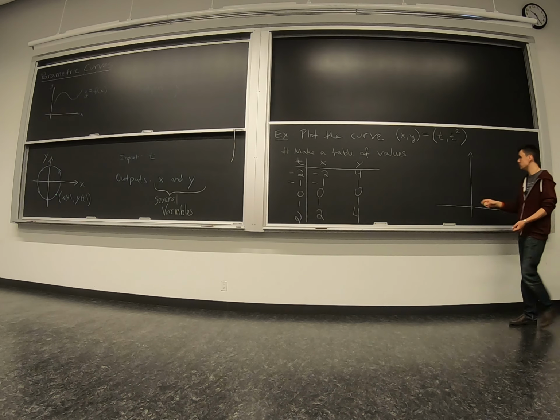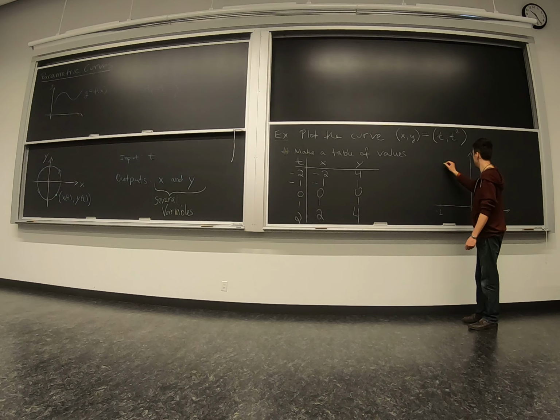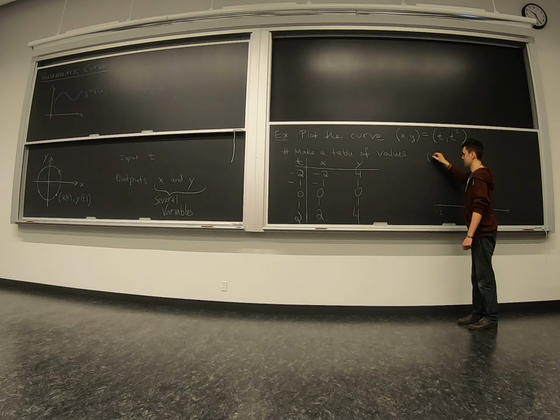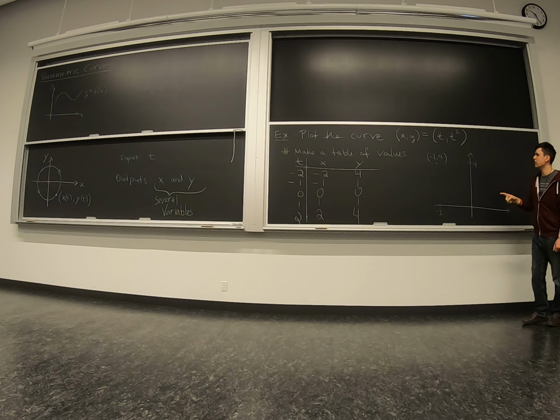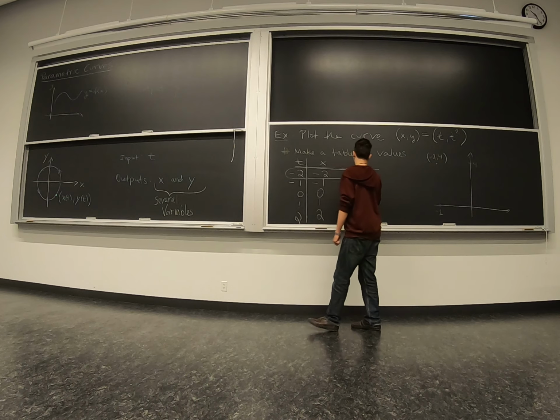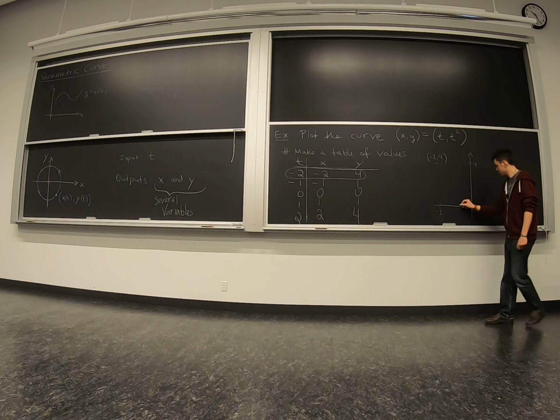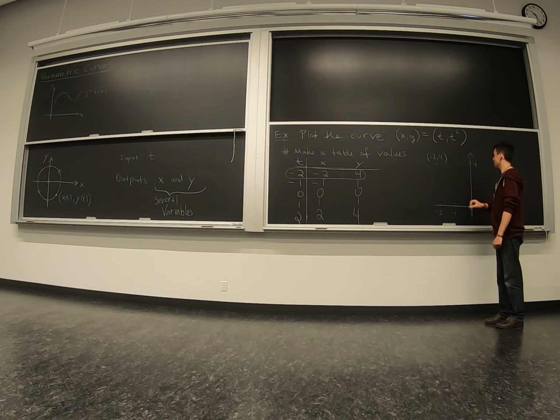So at t = -2, we get that x is -2, y is 4. There's our plot corresponding to this point. Now we'll go to -1.